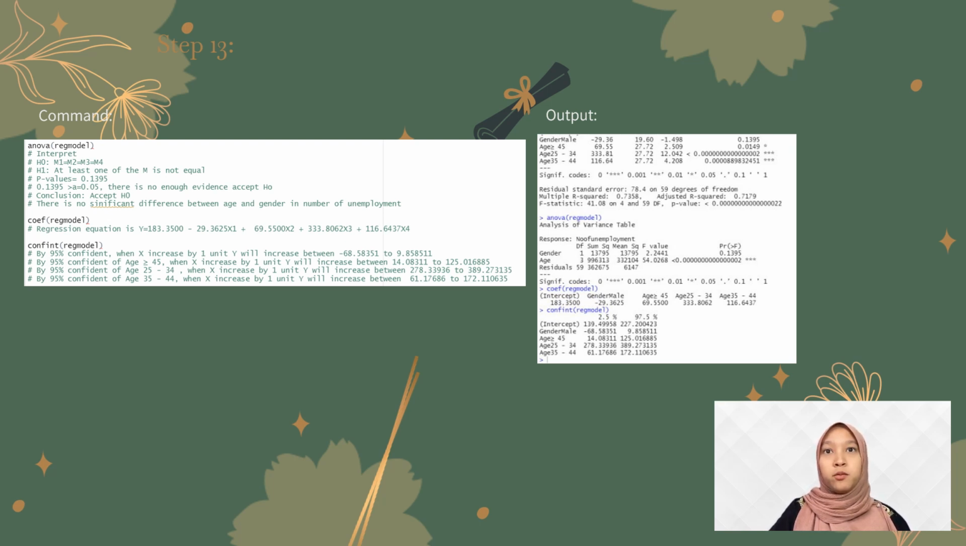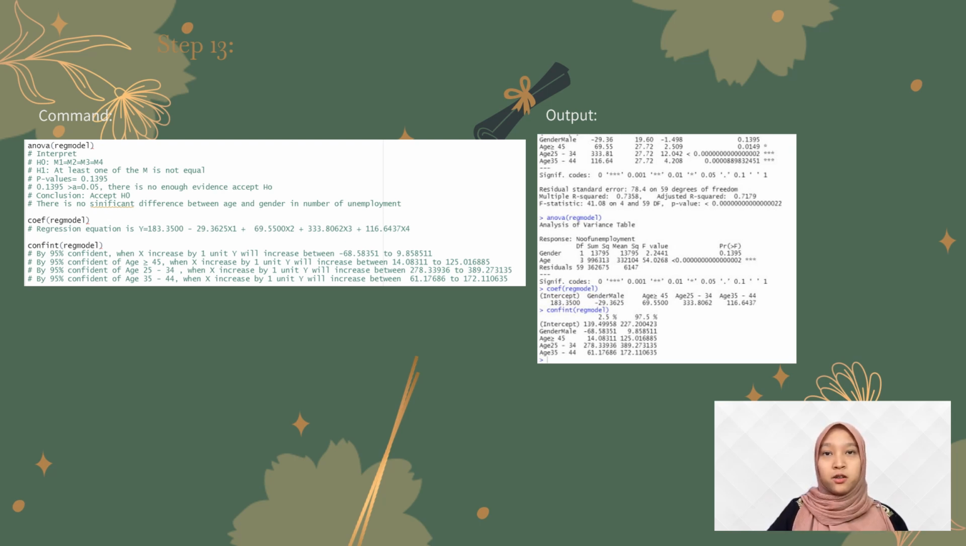The interpretation is H null: mean 1 equal mean 2 equal mean 3 equal mean 4. H1: at least one of the means is not equal. The p-value is 0.1395, which is more than 0.05. There is not enough evidence to reject H null. The conclusion is to accept H null. There is no significant difference between age and gender in number of unemployment.